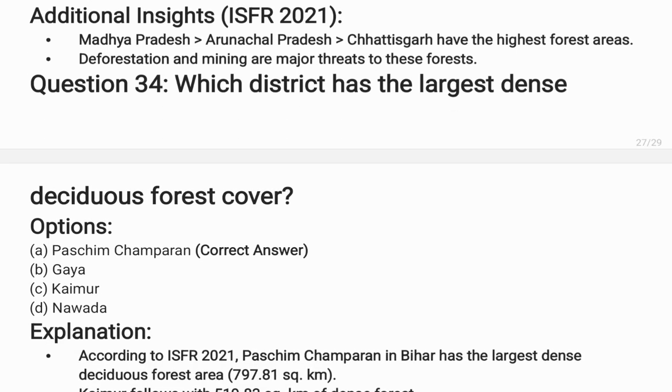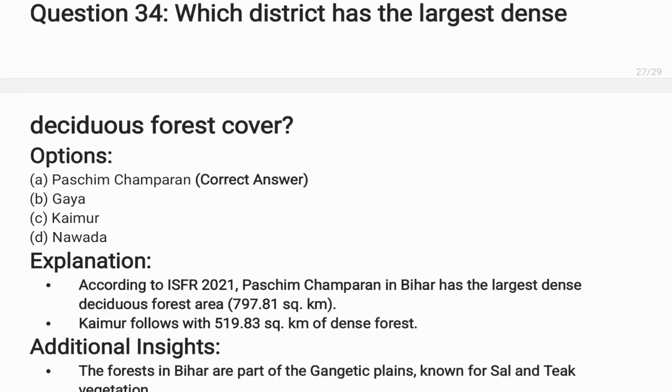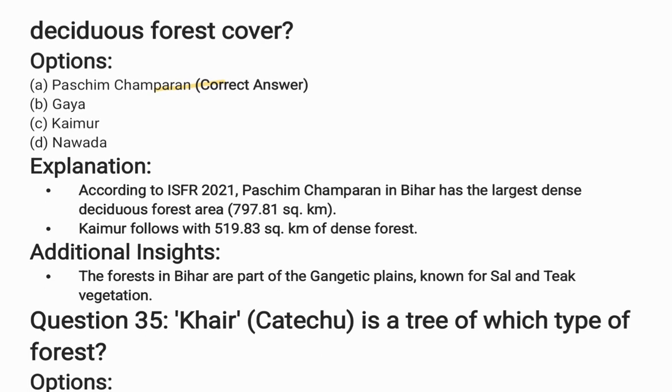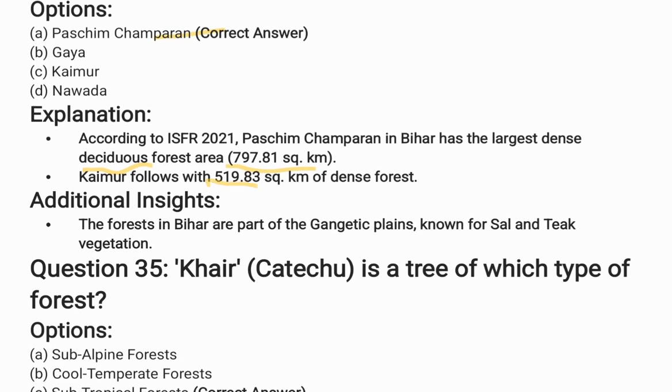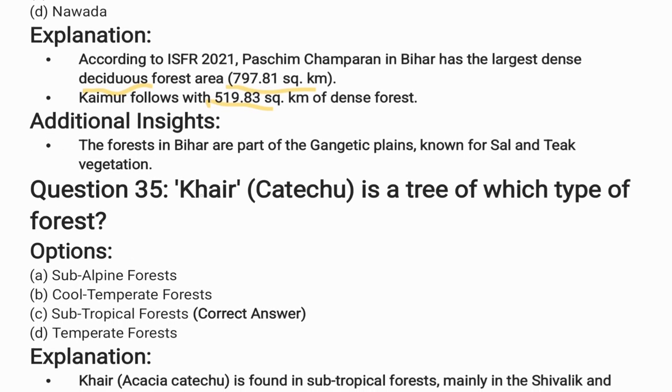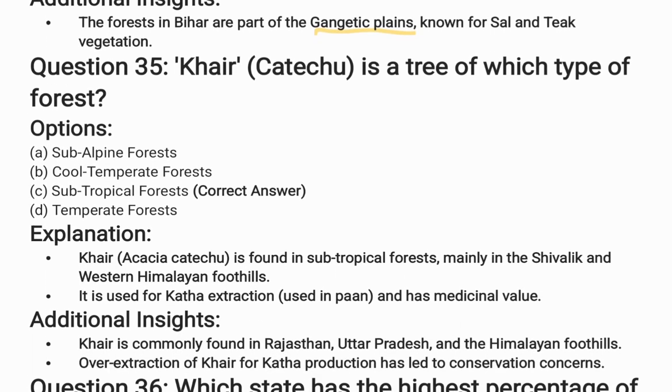Which district has the largest dense deciduous forest cover? According to ISFR 2021, Paschim Champaran, Bihar has the largest dense deciduous forest area. Kaimur follows with 519.83 square kilometers, while West Champaran has 797.81 square kilometers. The forests in Bihar are part of the Gangetic Plain, known for sal and teak vegetation.